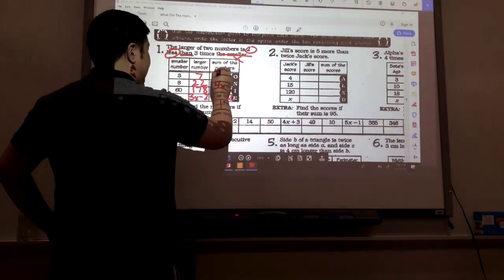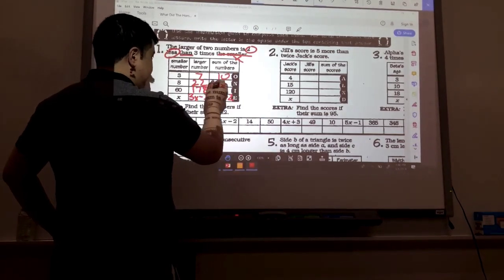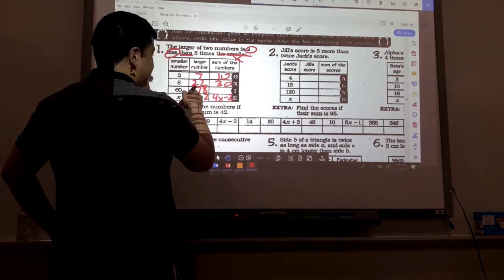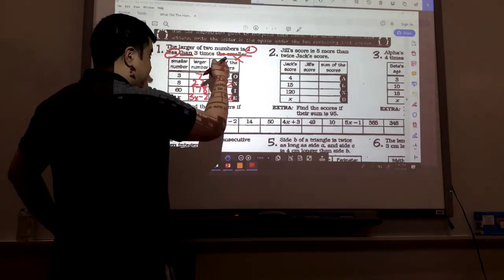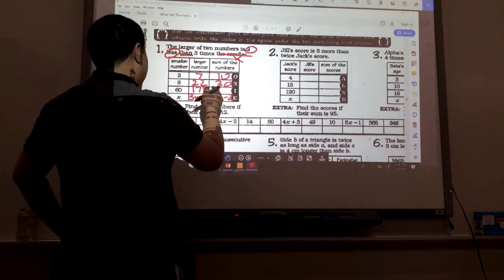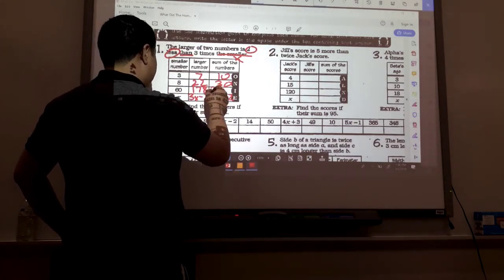3 plus 7 is 10. 8 plus 22 is 30. 60 plus 178, because we're trying to find the sum again, is 238.